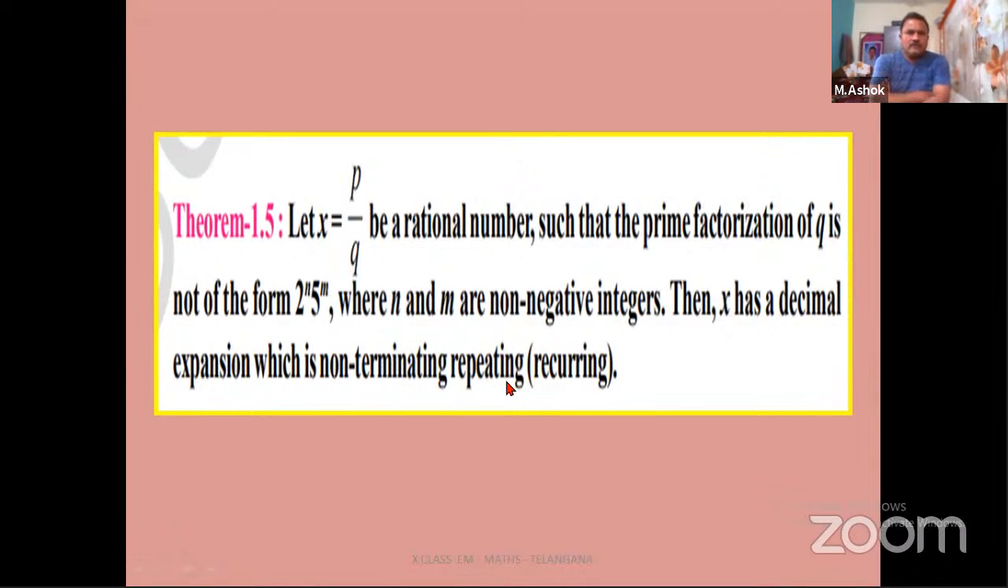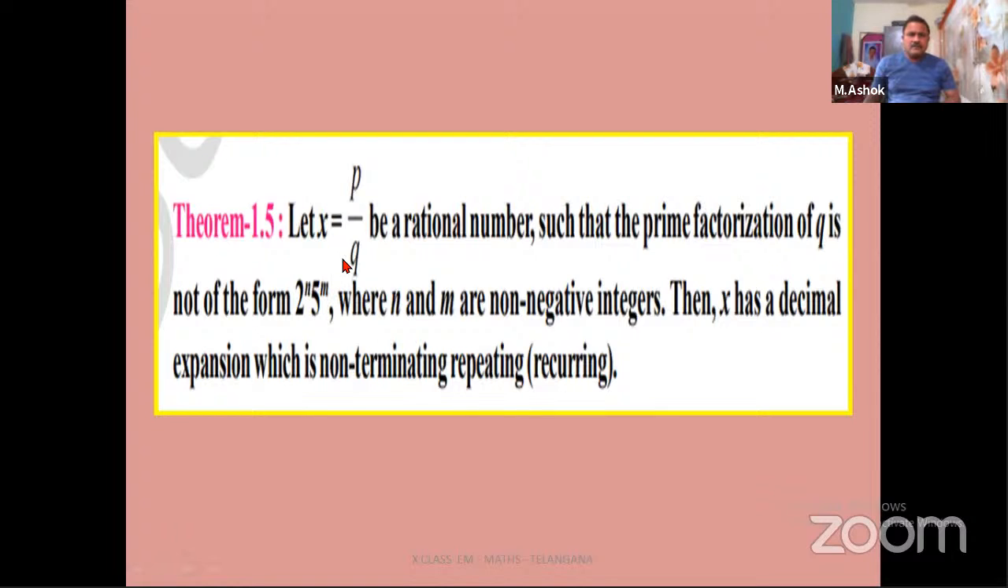So with theorems 1.4 and 1.5, what we can understand is this: if any rational number is in the form p by q, and you write the prime factorization of the denominator, and it is in the form 2 to the power of n into 5 to the power of m, then that is a terminating decimal. Otherwise, it is a non-terminating and repeating decimal.